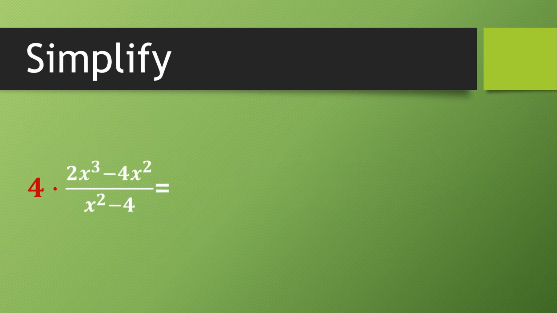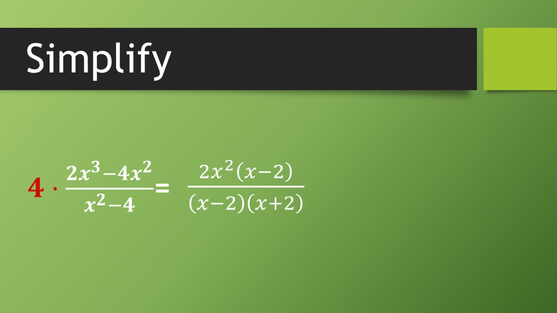Another example, if we have polynomials in the numerator and denominator, we have to factor out first both the numerator and denominator and find the common factor. Cancel out the common factor, which is x minus 2. So we have the remaining term 2x squared over x plus 2 because x minus 2 is being cancelled out.